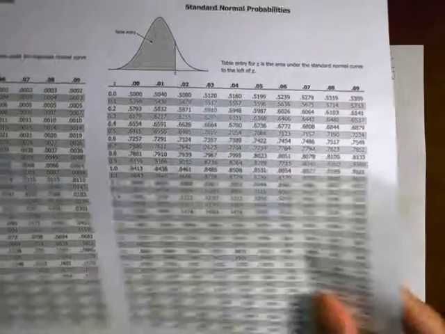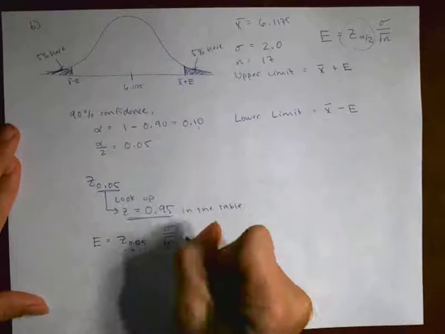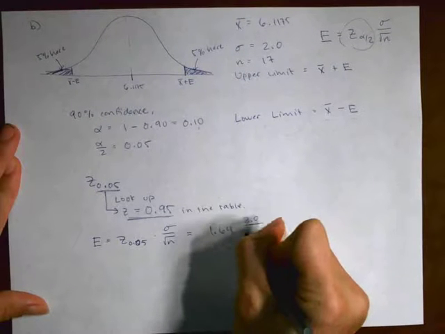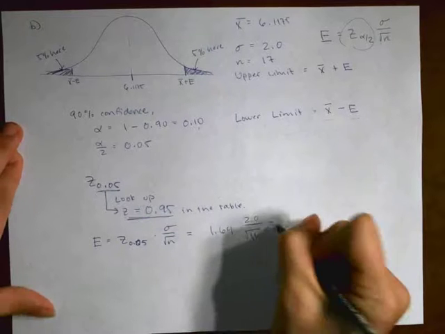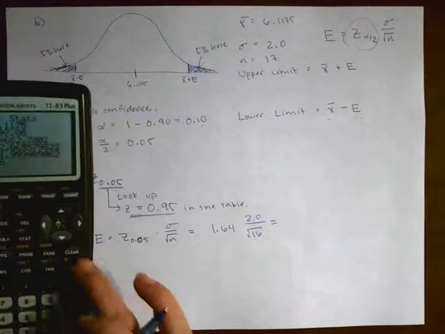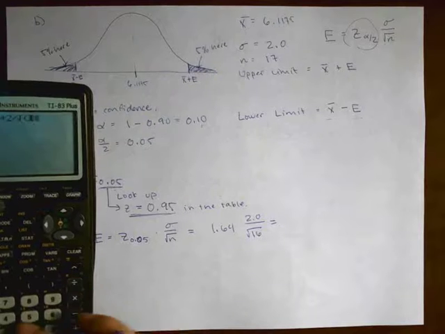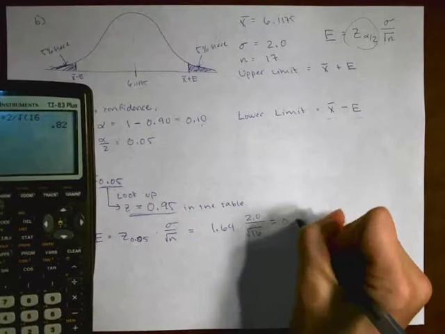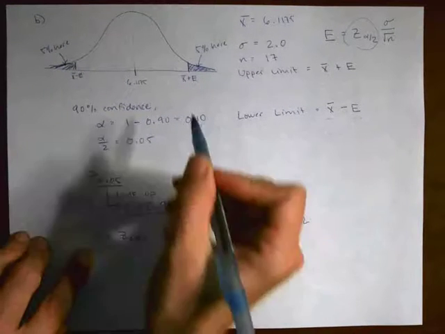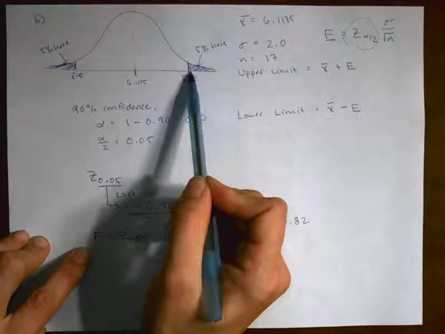So I'm going to pick 0.9495, and if I follow that over, I see 1.6, and I go up to a 4. So that is 1.64. So in my calculator here, I'm going to write 1.64 times 2 divided by the square root of 16. And I got 0.82 as my margin of error.